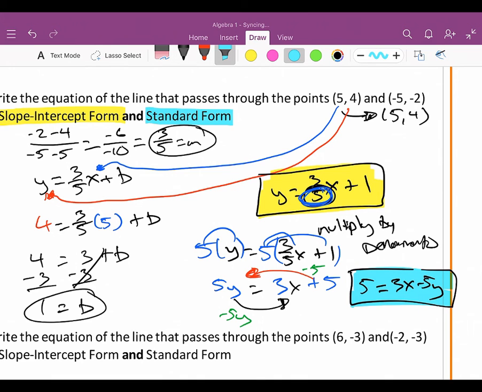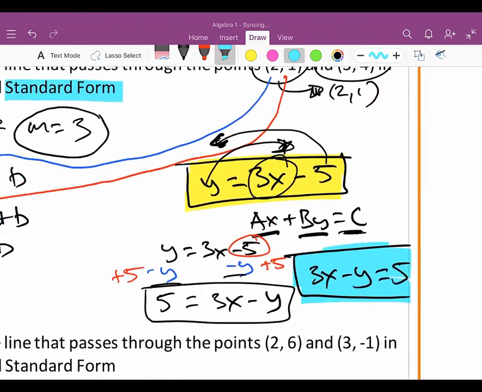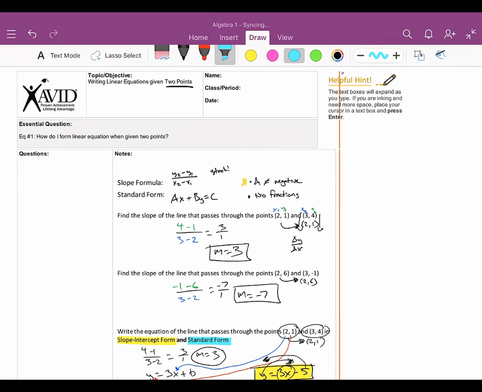Alright, that is it for now. We'll do the other examples in another video, but hopefully we got the whole fraction and just switching around to standard form as well. Alright, that's it for writing linear equations given 2 points, and we'll finish the other examples in another video. Thank you.